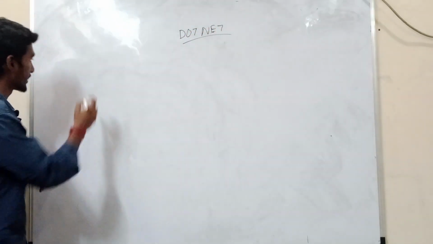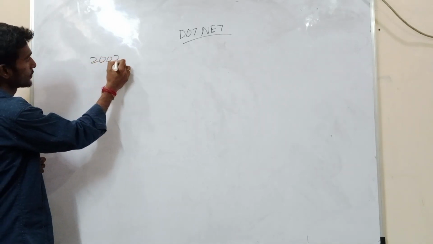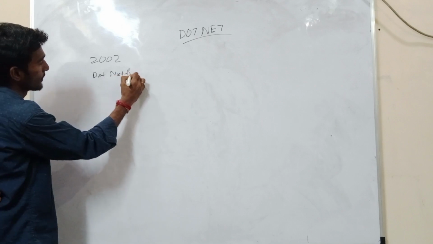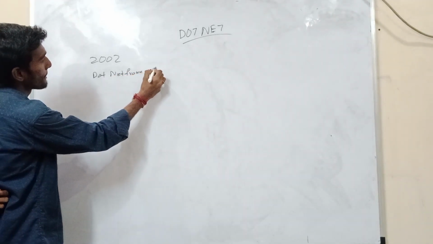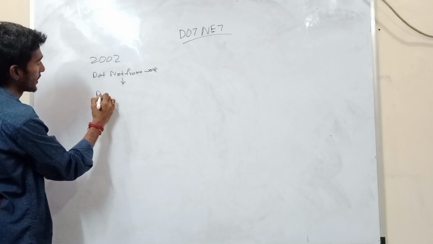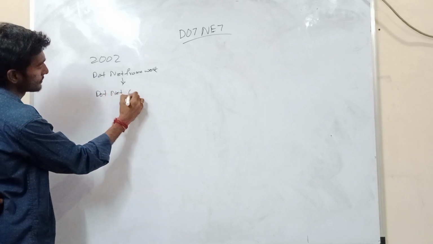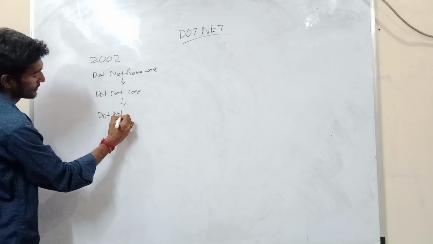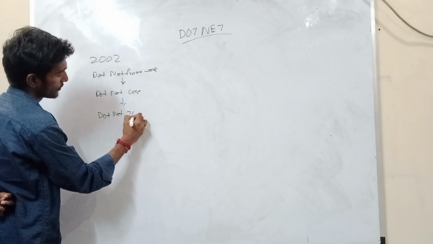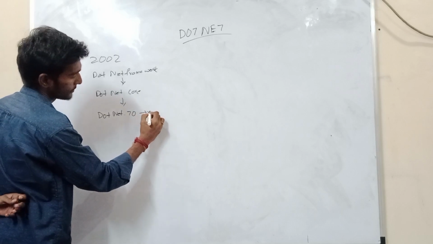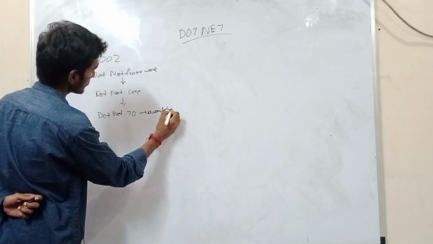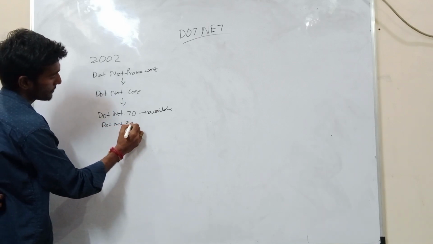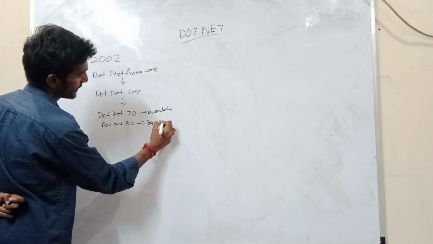Firstly, .NET was introduced in 2002 as the .NET Framework. After the .NET Framework, it came to .NET Core. The present one running is .NET. Up to 7.0 is available at this moment, and .NET 8.0 will be released in September 2023.